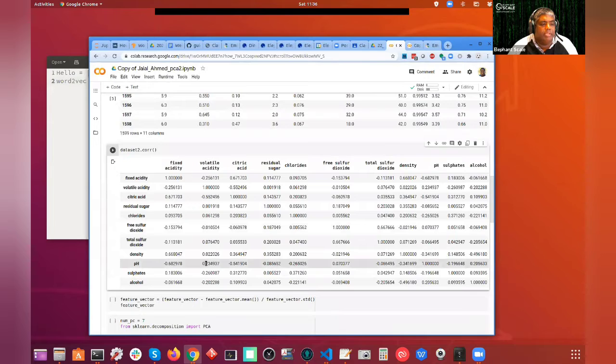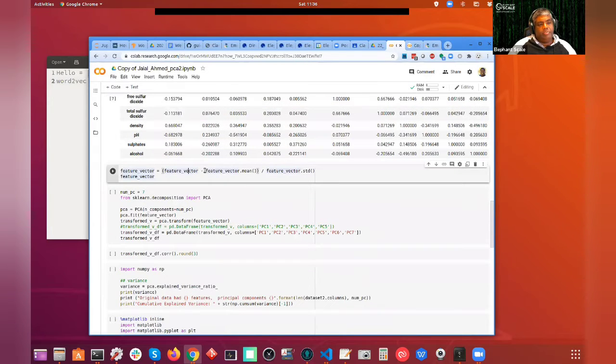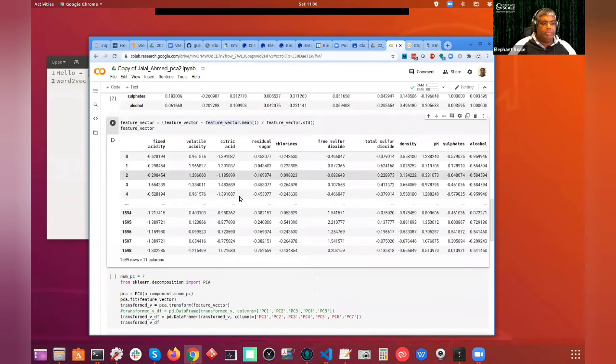For example, you can see that, of course, the more acidity they have, the more positive the pH is going to be. Anyway, you can look at the data. All right, so normalizing. You're using just a pandas normalizing technique. All right, got that. So everything's normalized.